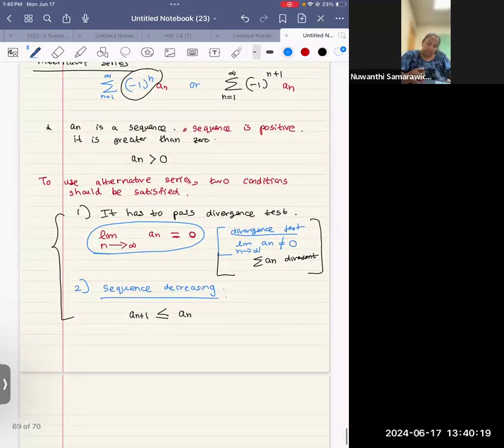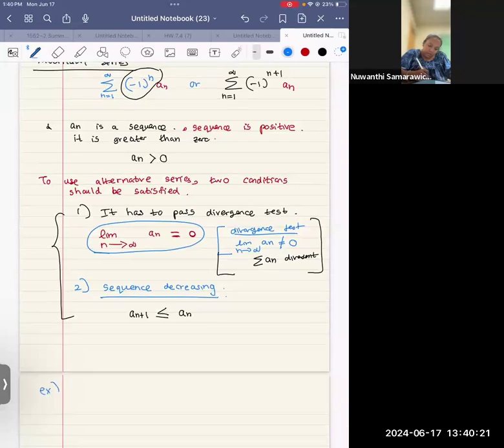Example. So this is the last example for the day. If you have negative 1 to the power n, the same one we used at the start where we started the example. We need to check whether this is divergent or convergent.